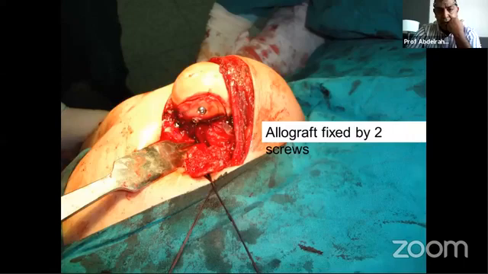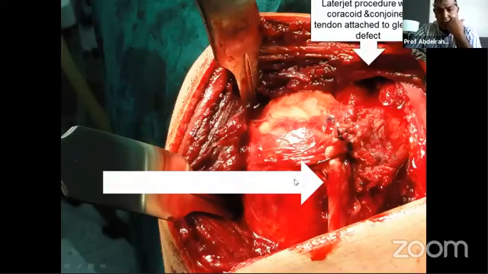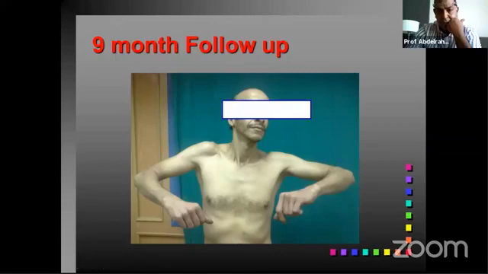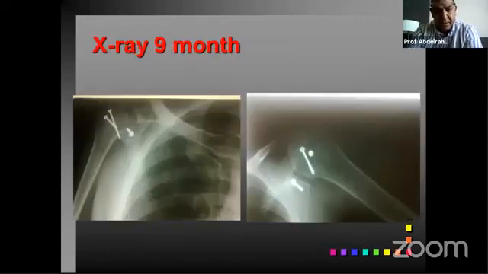We did an allograft for this Hill-Sachs lesion to achieve good reduction. And this is the conjoint tendon. We have to do a Latarjet, fixing the coracoid process by screw. This is the patient at follow-up. He has a good range of motion. Unfortunately, he had a bad range of motion before surgery. And this is the X-ray 9 months after the surgery.